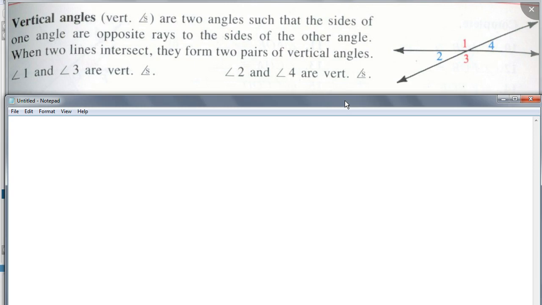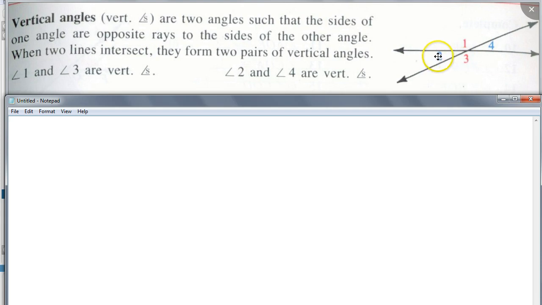The definition may seem sort of weird, but take a look at it carefully here. It kind of makes sense. Vertical angles are two angles such that the sides of one angle are the opposite rays of the sides of the other angle. In other words, look at angle 1. You see my two sides right here, two rays? What's the opposite ray of this one right here? One that goes the other way, right? What's the opposite ray of this side right here? Therefore, angle 1 and angle 3 are vertical angles.